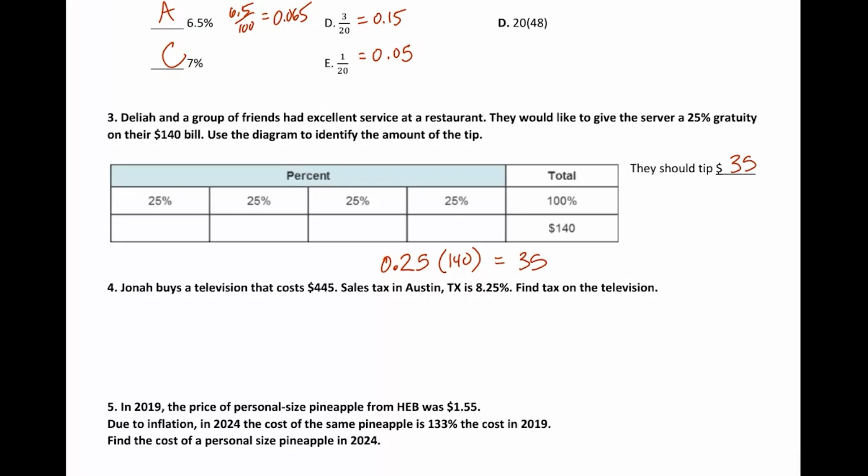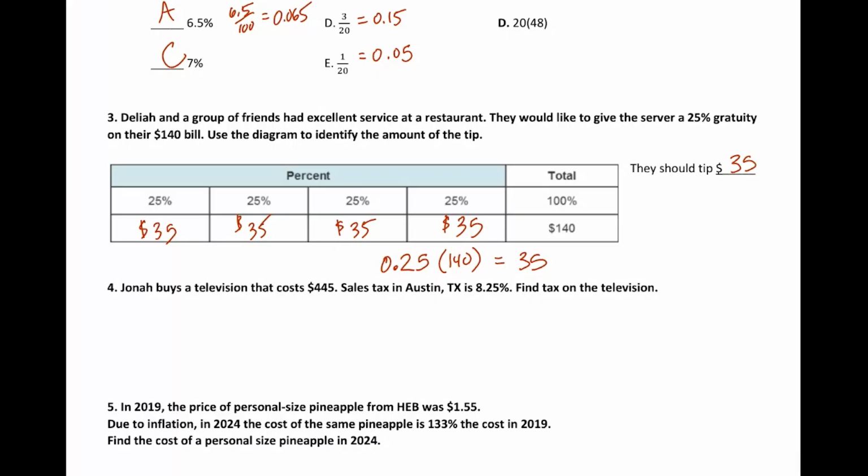But what this table is trying to show you is that if you have 100%, which is $140, and you're trying to look for 25% of that, there are 4 25%s in 100. 4 times 25 is 100. So what we could do is take the 140 and divide that by 4, essentially. Break it up into 4 groups of 25%. So you could do 140 divided by 4. And so each 25% is going to be $35. $35 plus itself 4 times gives you the 140. So the amount that they should tip is a total of $35.